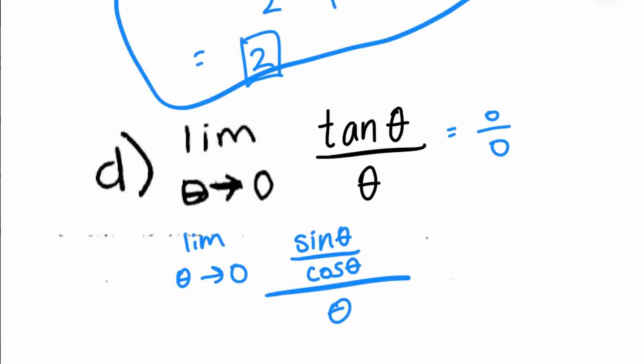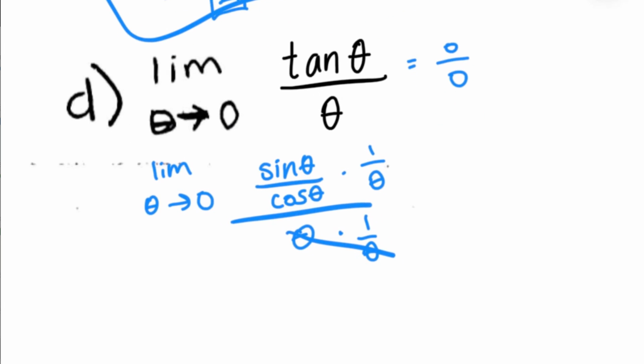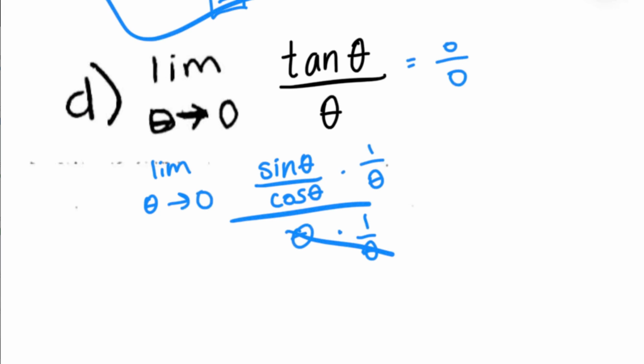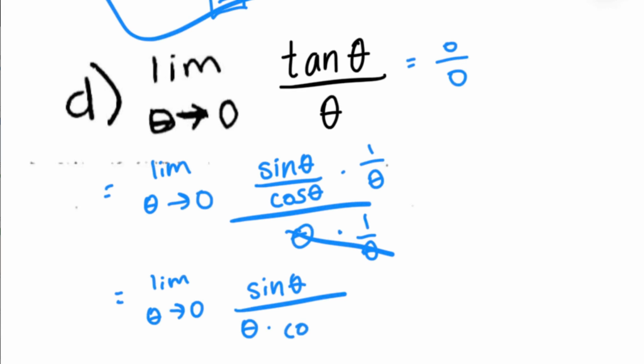And now I'm going to turn this into one fraction instead of 2. Okay, this looks a little too much right now. So I'm going to multiply the top and the bottom by 1 over theta to kind of cancel out the theta down there, and so I don't have so many fractions. So this is equal to the limit as theta approaches 0 of sine of theta over theta times cosine of theta.